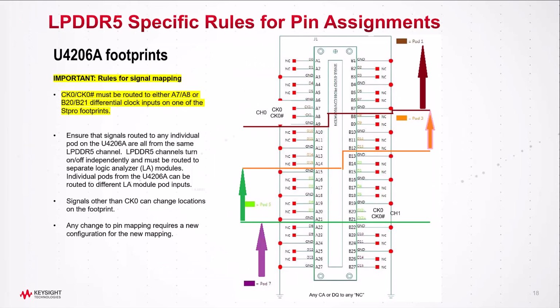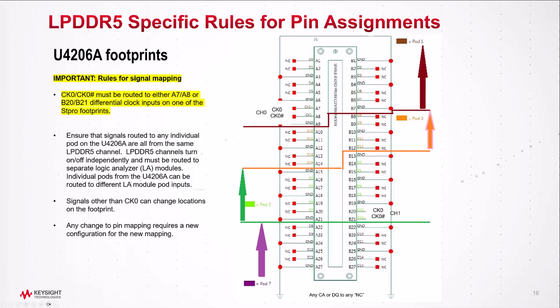This is an example of an LPDDR5 footprint. So the specific rules for pin assignments for LPDDR5 are rather simple. The differential clock, CK0, must be routed into either the A7, A8, or B20, B21 differential clock inputs on a SoftTouch footprint. For each LPDDR5 channel, make sure that you keep all of the signals from the same channel in the same pods. Because the pods are going to go to different logic analyzer modules for different channels of the LPDDR5, you need to make sure you're not mixing signals from one channel with another inside one pod.